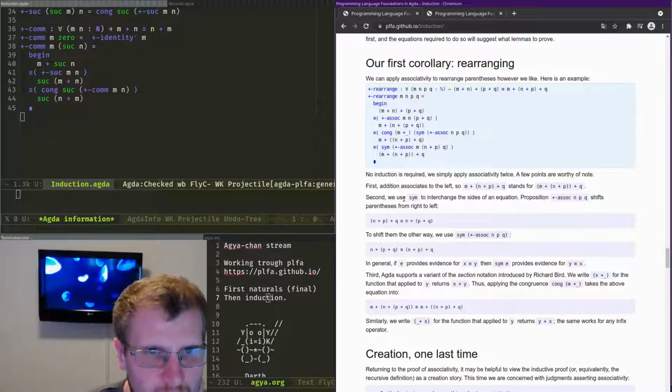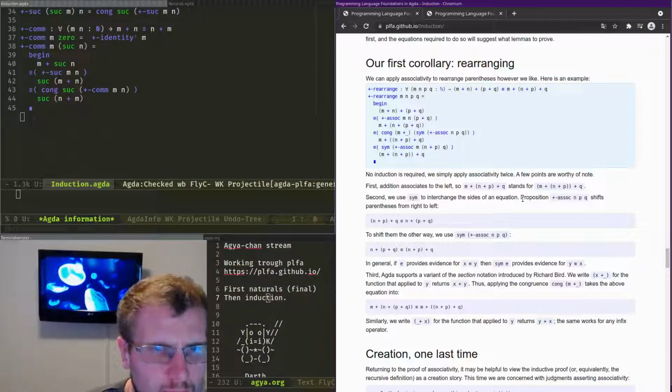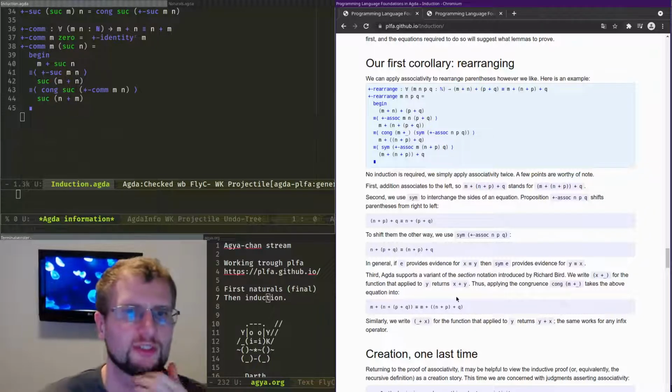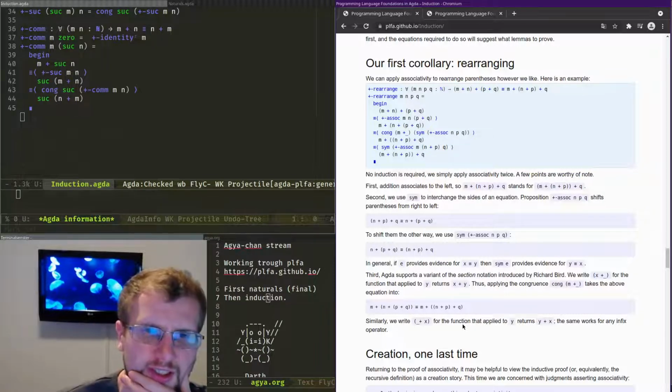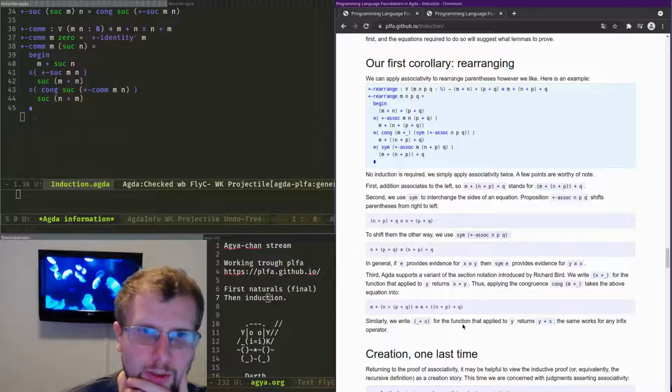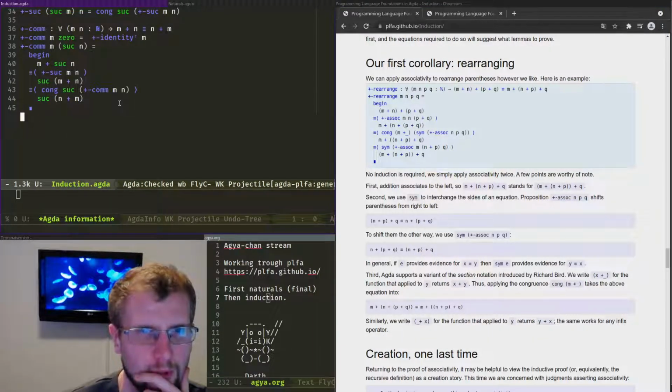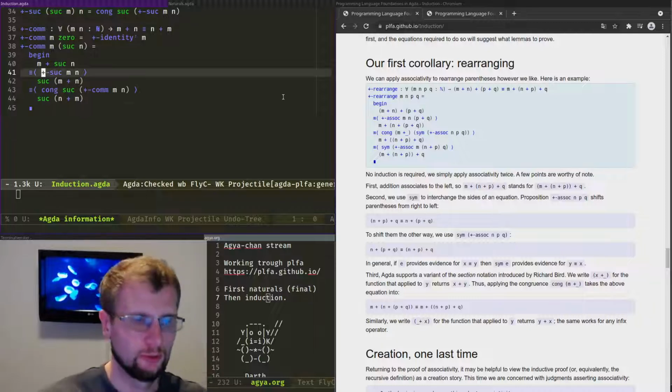Thank you. Second, we use sym to interchange between sides of the equation. Shift parentheses from right to left. From right to left. Oh, it's symmetry. Okay, thank you. So n plus p, but you flip the arguments. Therefore n plus p is blah blah blah. So you get both functions for free. In general, if e provides evidence for x is equal to y, then sym e provides evidence for y is equal to x.